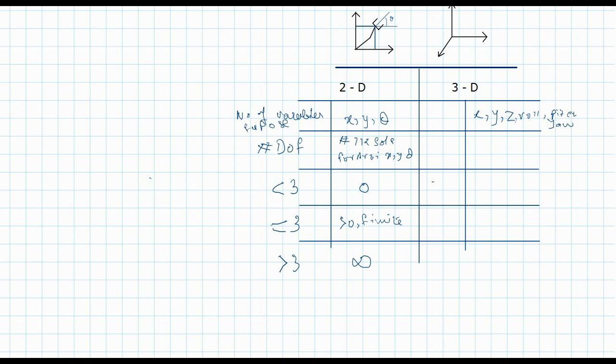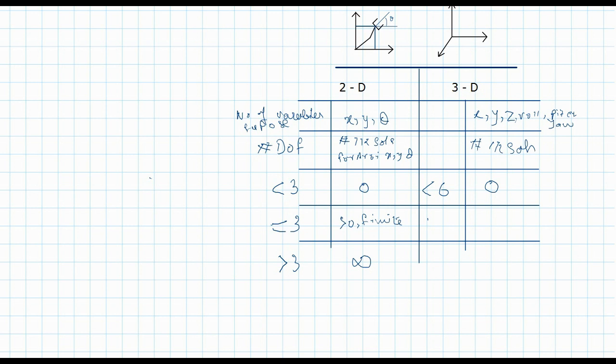Okay, so this was for the 2D case. What about the 3D case? Again, let's look at the number of degrees of freedom versus the number of inverse kinematic solutions for arbitrary pose. It is very similar to the 2D case. If the robot has less than 6 degrees of freedom, then there will never be a part of the workspace where it can achieve any position and orientation of the end effector. So the number of inverse kinematic solutions would be 0.